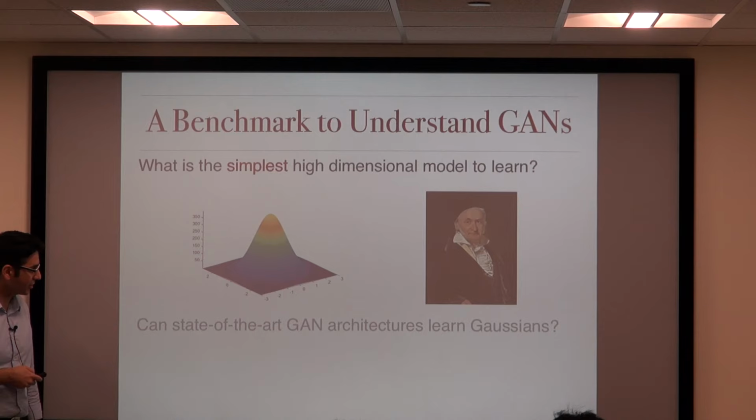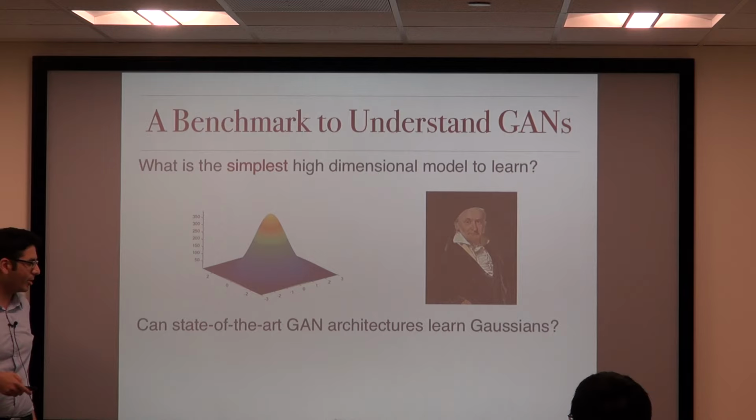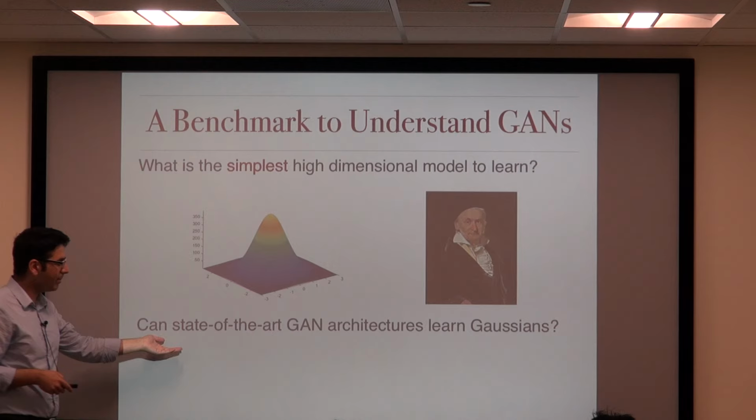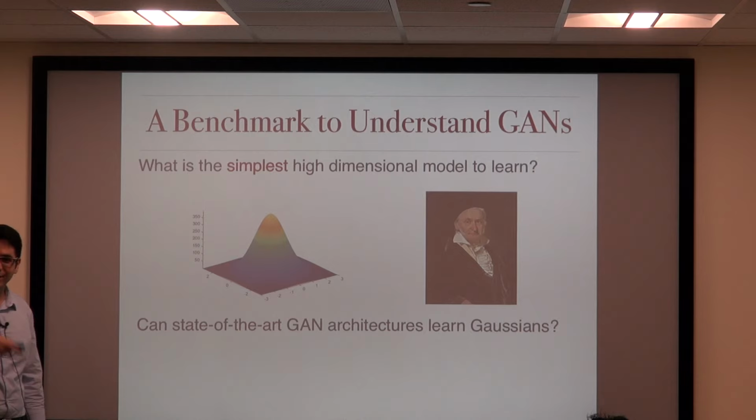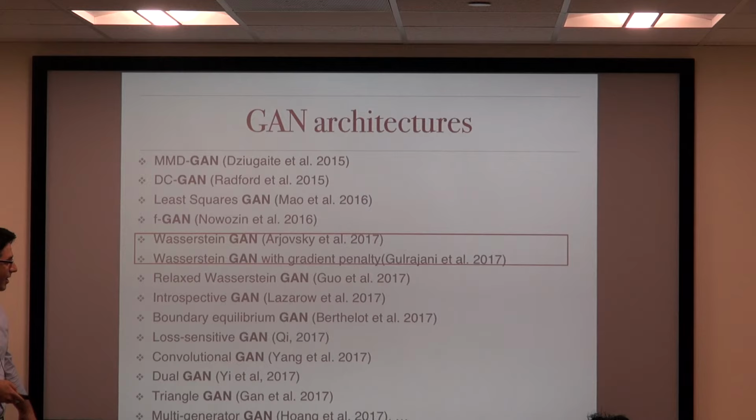Okay, first we take this benchmark, we generate samples from a Gaussian distribution, simple, right? And we apply some of the state-of-the-art GAN architectures to see if they can succeed in this very simple task, right? You can't do easier than this. You just want to learn a Gaussian distribution. From this list, of course, I can't try all of them, so I use the top, the state-of-the-art GAN architectures.